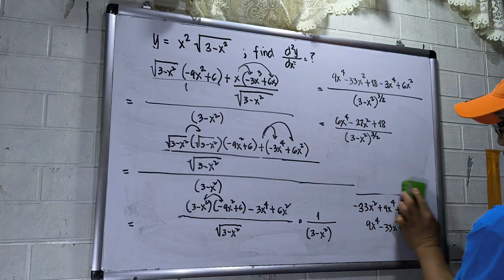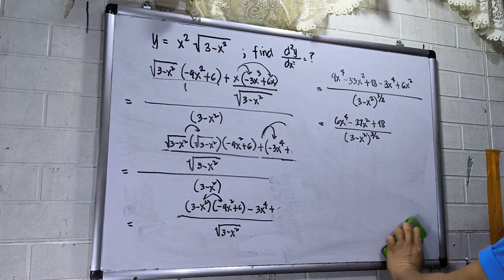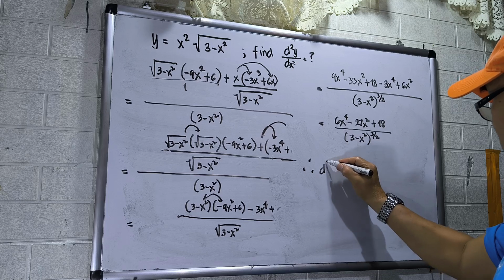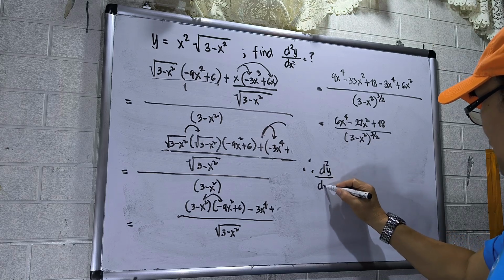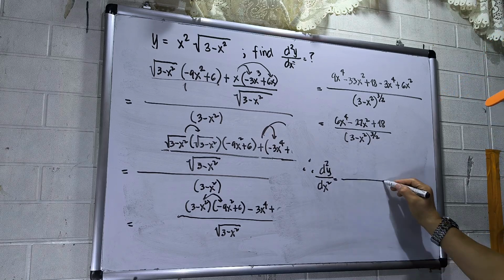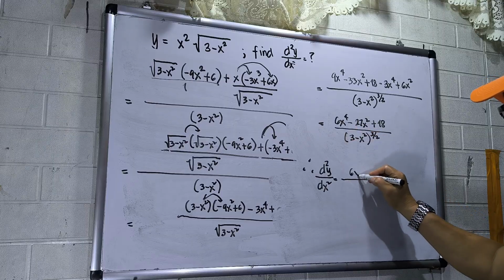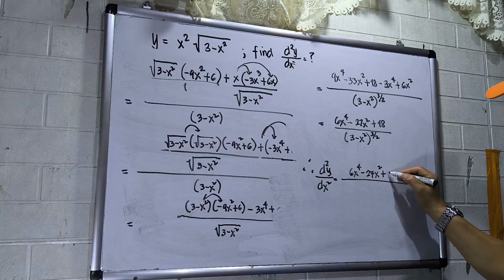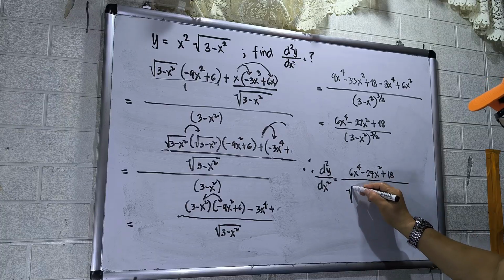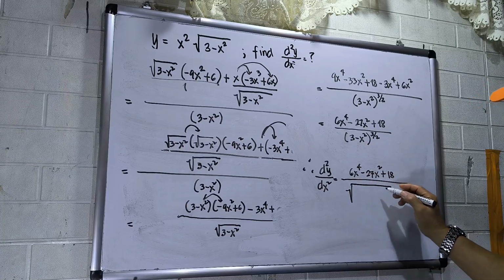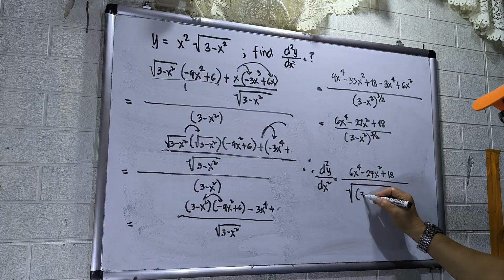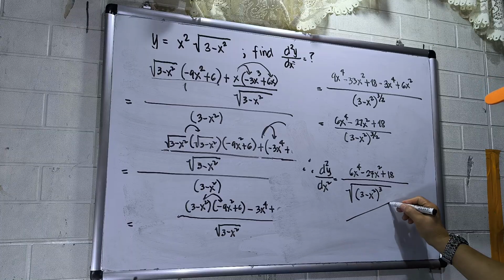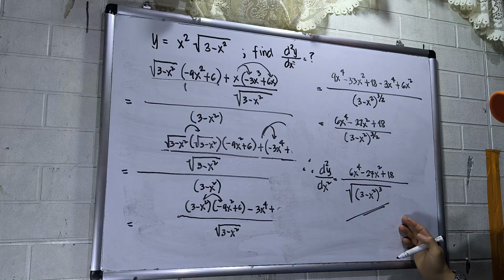So therefore, allow me to erase this one for my final solution. Therefore, d2y over dx squared will be equal to 6x to the 4th minus 27x squared, then plus 18. Then I will write in radical form, so this will be square root of circle brackets 3 minus x squared raised to the 3rd power in here. So this is my final answer.